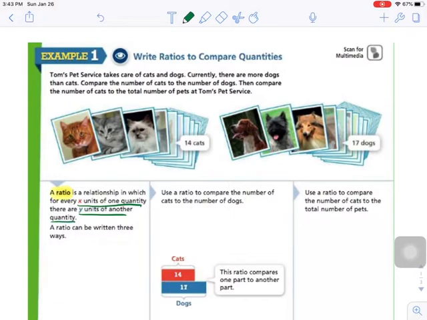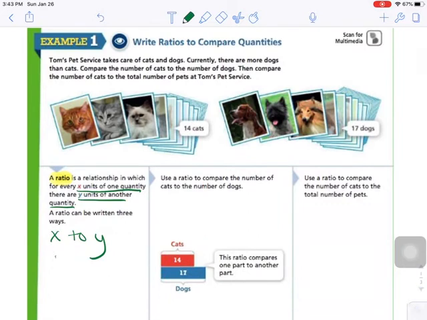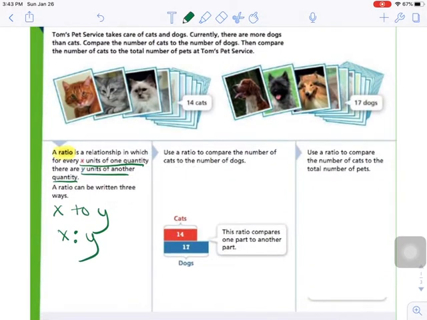And a ratio can be written in 3 different ways. The way that we say a ratio is we say x to y. This is one way that we can write a ratio. The second way is we can write it with a colon, and it still reads the same, x to y. And the third way is to write it in fraction form, and again, you say x to y. So these are the 3 ways that we can write ratios. And in a ratio, the x's and y's are called terms. So the x and y in a ratio are terms.